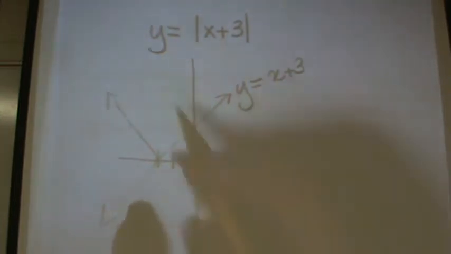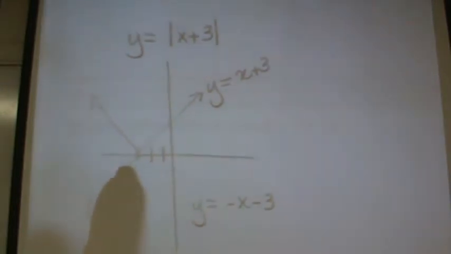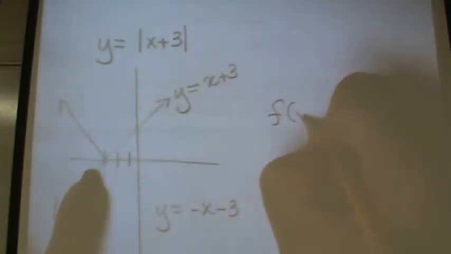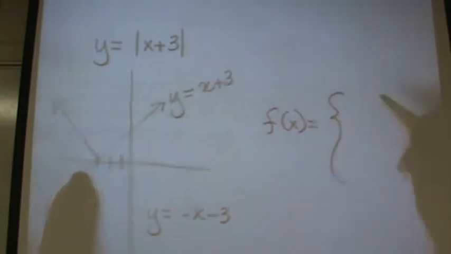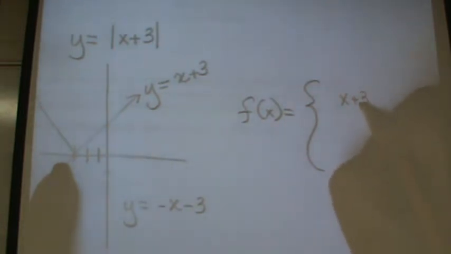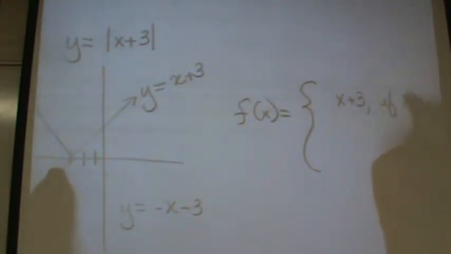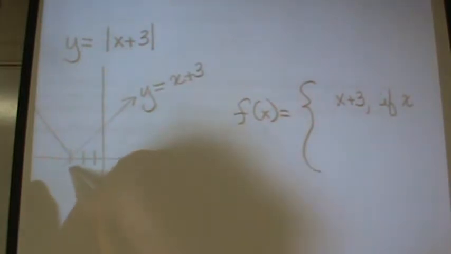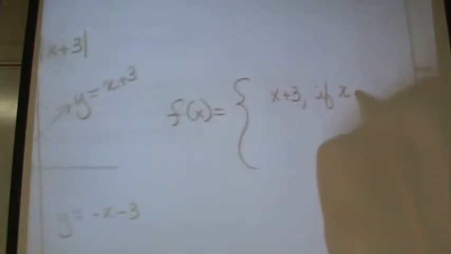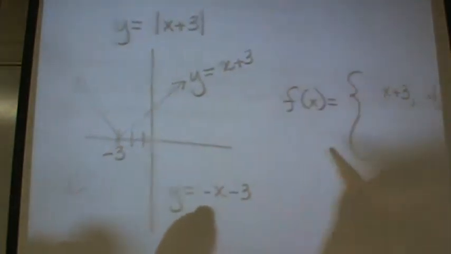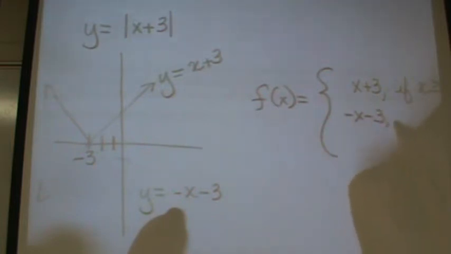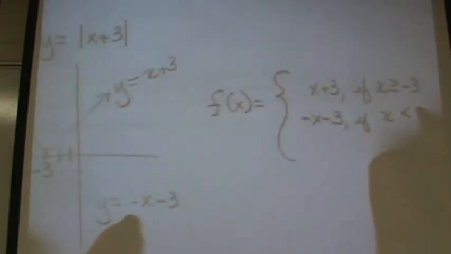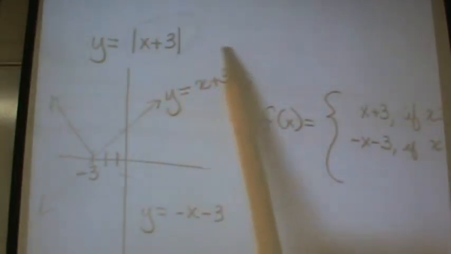Now, how would we write this as a piecewise function? You're going to write f of x equals, and then here's your bracket. Let's start with this one. x plus 3, if the x value is greater than or equal to, what's this number? Negative 3. And what's this equation? Negative x minus 3 if x is less than negative 3. Yep.